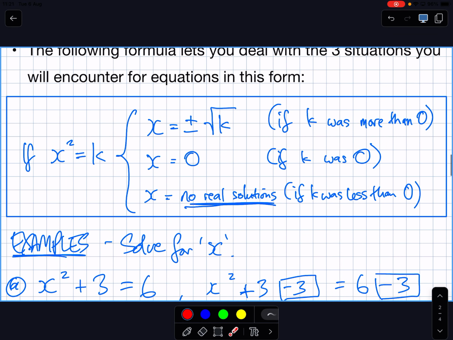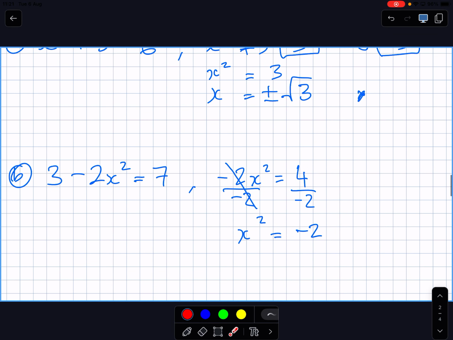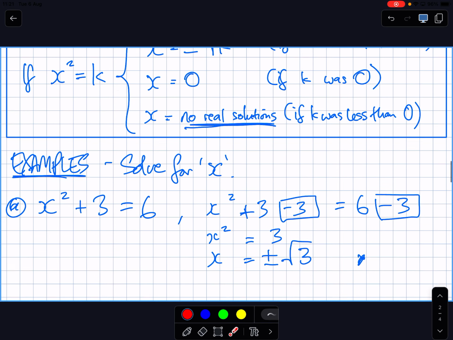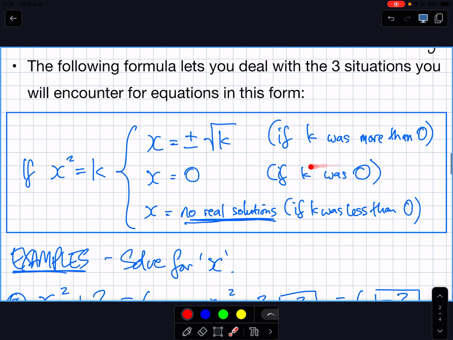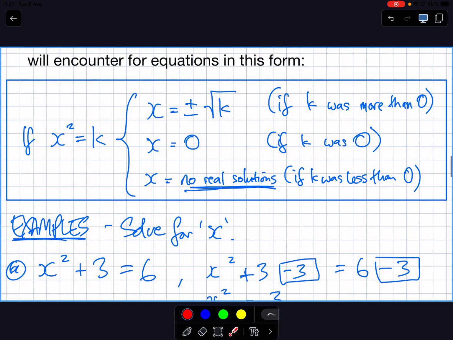Was k more than 0? It's negative 2. No, it's not the top one. Was k 0? No, it was negative 2. What's the last option? Was k less than 0? It was negative 2. So what are you going to write? X is equal to? No real solutions.